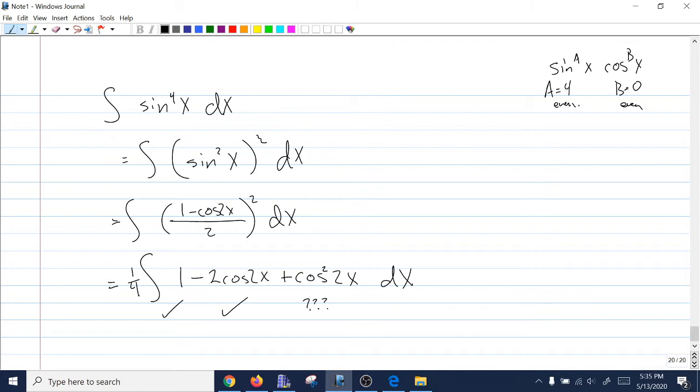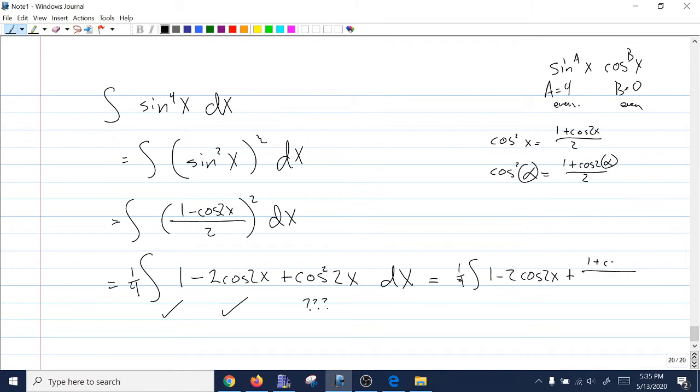The idea of power reducing is it reduces only one step, and you gotta keep reducing over and over. The formula was that cosine squared x is 1 plus cosine 2x over 2. It helps me sometimes to rewrite that as cosine squared of anything equals 1 plus cosine of that thing over 2. Here my anything is 2x. So this is 1/4 integral of 1 minus 2 cosine 2x plus cosine squared 2x, which is 1 plus cosine 4x over 2.